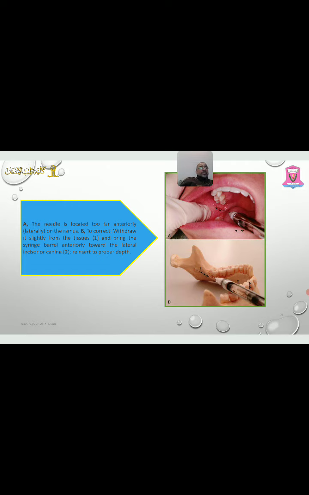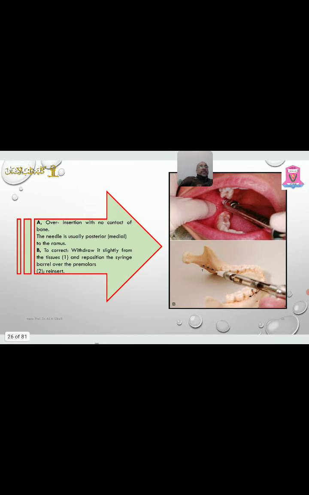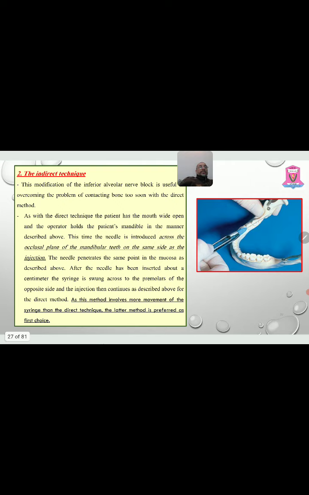These pictures illustrate the needle if it hits the bone too soon or does not hit the bone. Over insertion with no contact of bone, the needle is usually posterior, meaning it went behind the posterior border of the ramus of the mandible. This is the direct technique that we called the Halsted technique.